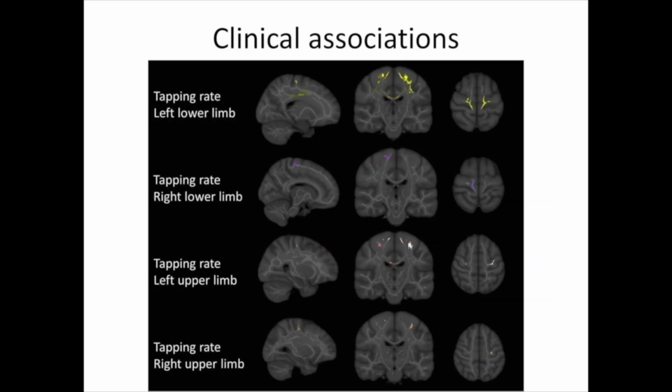What works much better is tapping rates, like pure UMN signs clinically. And I use the pan-UMN scale, which I find very helpful, and the correlations are much better with that. So that helps me to highlight what is the substrate of the spasticity and hyperreflexia that I see clinically.